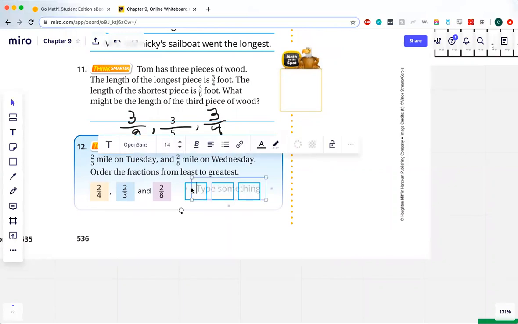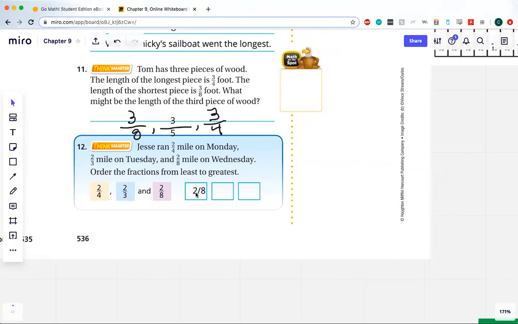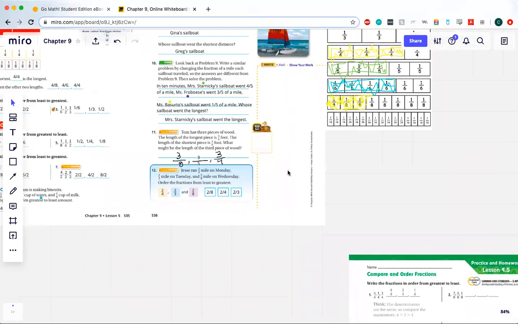So I'm going to go ahead and write 2/8 here as my least. And because cutting into 3rds is a lot bigger than cutting into 4ths or 8ths, I'm going to write 2/3 as my largest. So then that means my 2/4 is going to be in the middle. But I'm still going to use my fraction strips just to make sure I got this correct. Okay, so I'm going to bring my fraction strips down here.